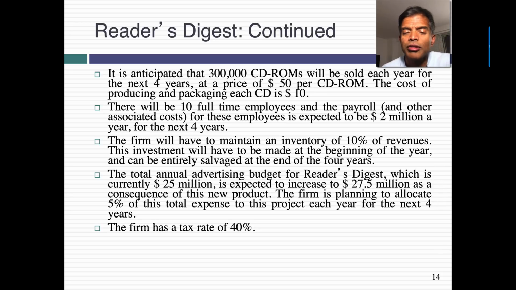God, what's on those CD-ROMs? Hey, but take my numbers as given. 300,000 times 50 is going to become your total revenue. The cost of producing and packaging each CD is going to be $10. That's going to be your operating expense.